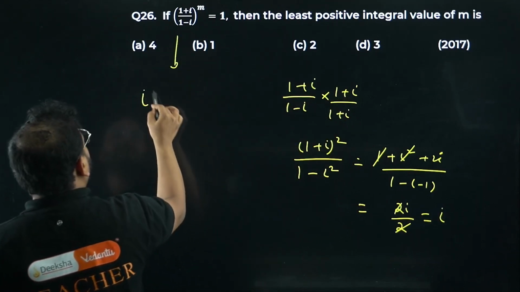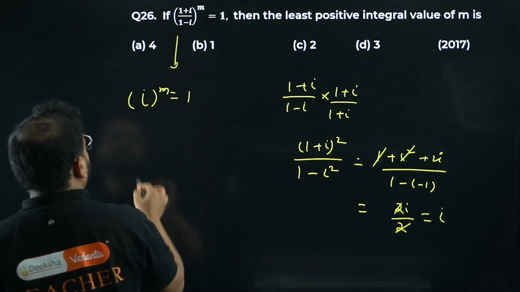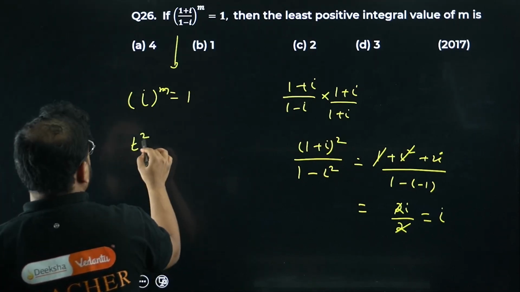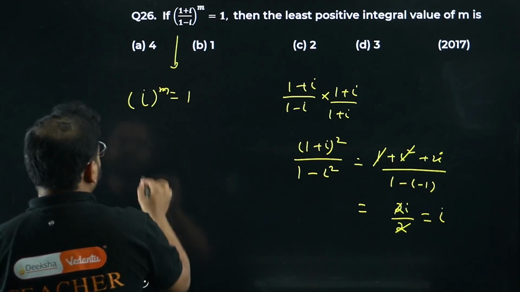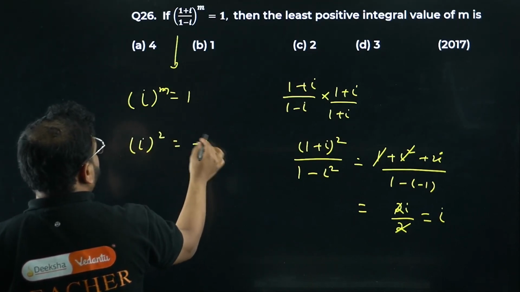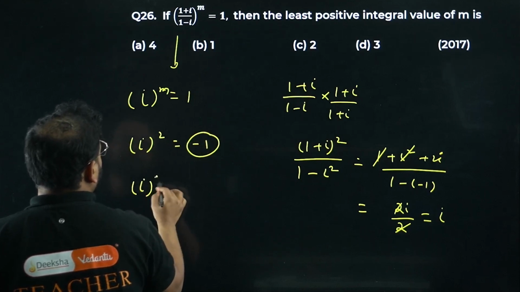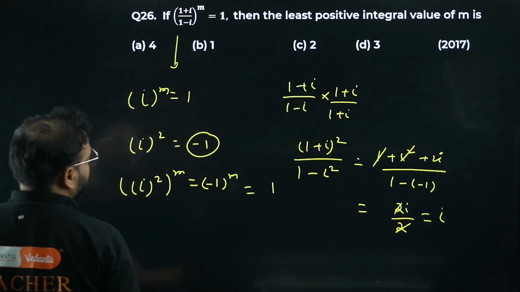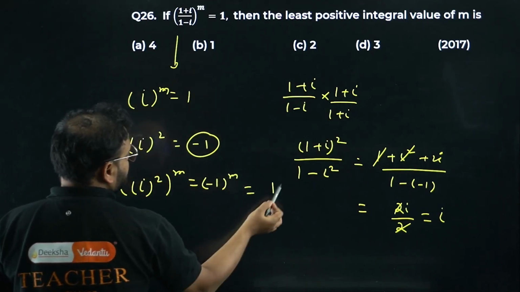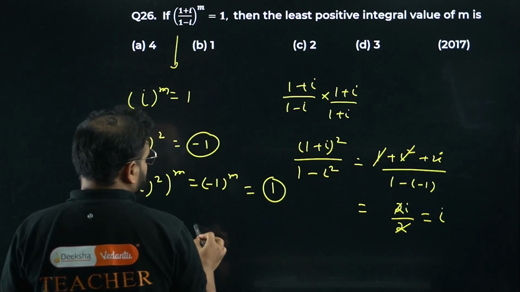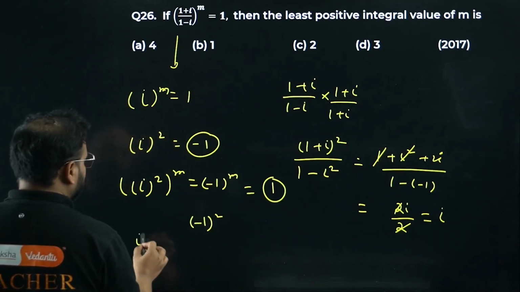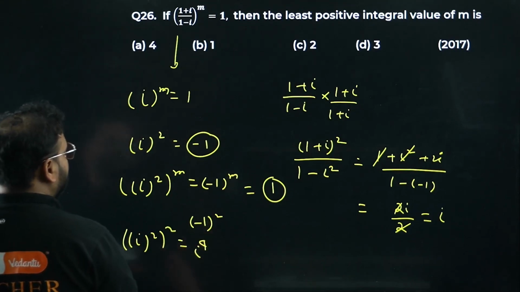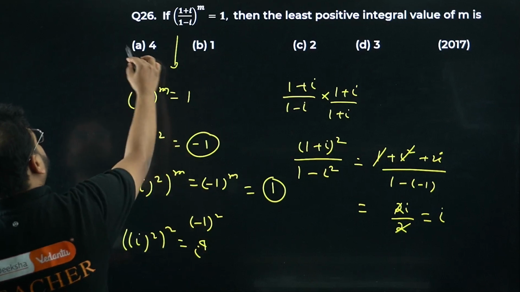So written over here, i power m is 1. Think about it. If I take i power 2, it will become minus 1, right? It means this value has to be i power 2 power something. When can it become 1? It will become 1 only if I have minus 1 power 2. So please check, I have i power 2 power 2. How much is that? 4, no? i power 4. So compare this, I'm getting this value of m as 4 actually.